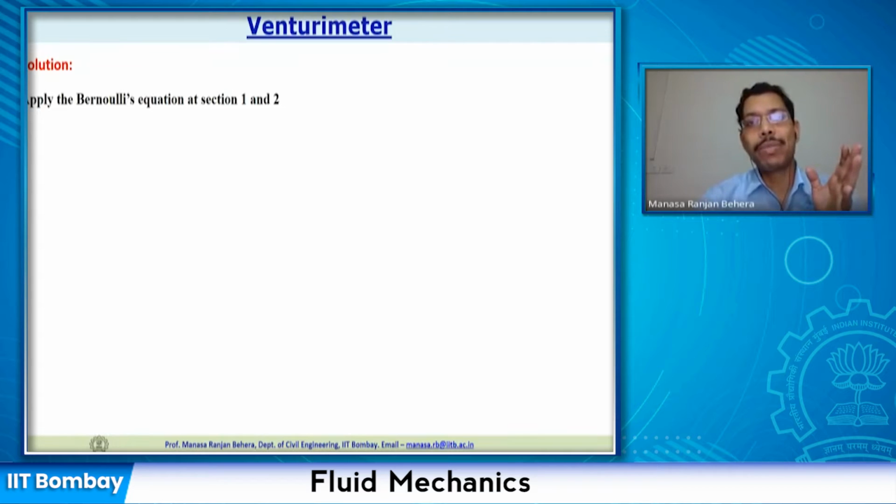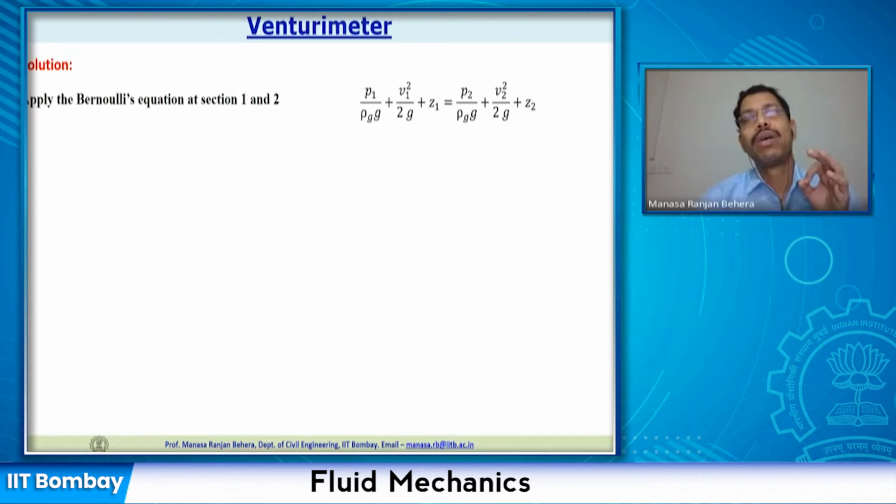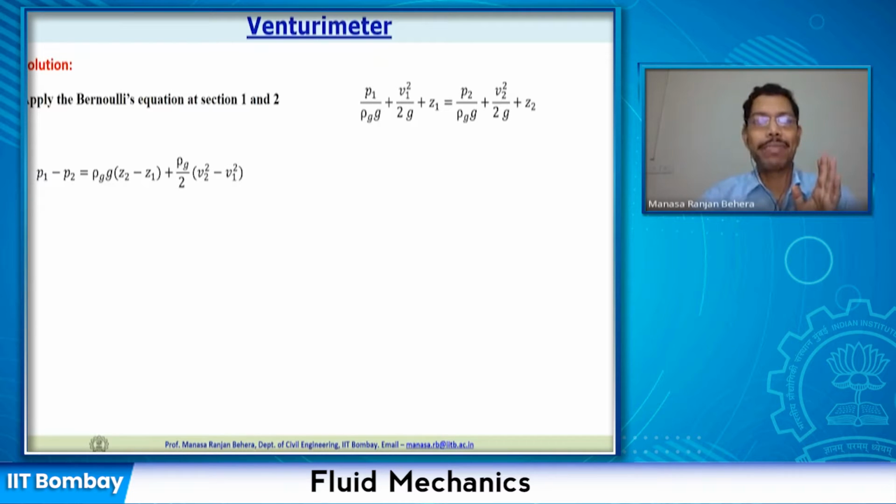If we apply Bernoulli's equation between sections 1 and 2, you can write P1 by gamma plus V1 square by 2g plus Z1 is equal to P2 by gamma plus V2 square by 2g plus Z2. Now, by rewriting this expression, I can write P1 minus P2 is equal to rho g, or gamma g, into Z2 minus Z1. Then here it will be rho g by 2 into V2 square minus V1 square.